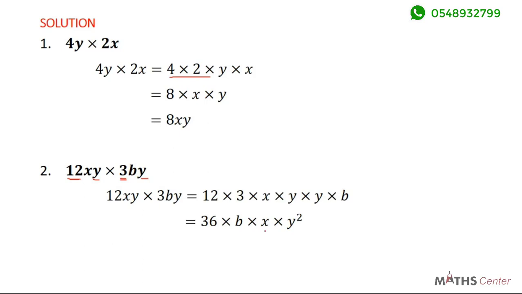So we can see from here that if we are multiplying this, we are now going to get 36bxy squared. So y times y will give us y squared. B times x times y squared times 36, we are going to get 36bxy squared. In the first video, we said that when there are numbers and variables, the numbers will come first, then the variables will follow in alphabetical order.